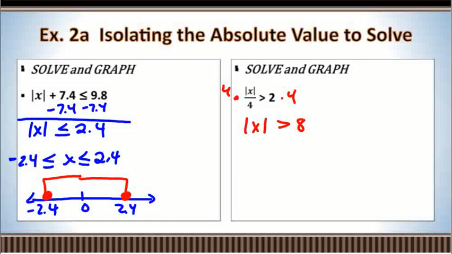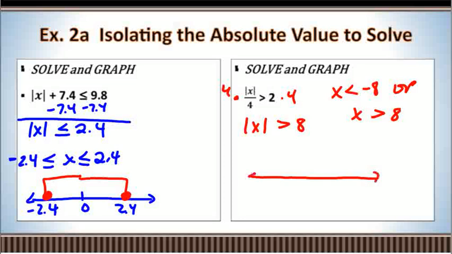This is a disjunction. More than 8 steps to the left has to be less than a negative 8, or x has to be greater than 8 to the right.